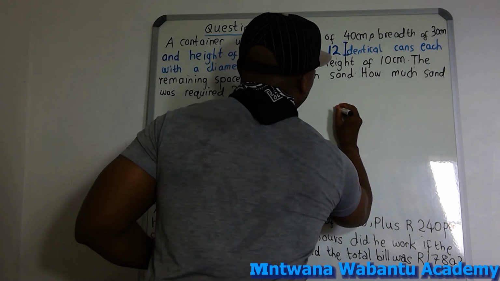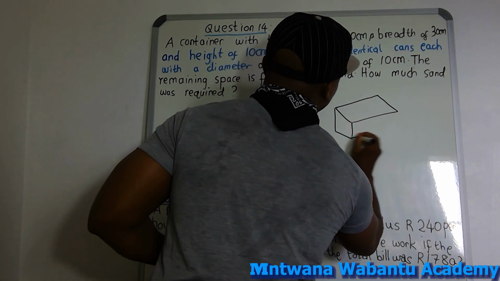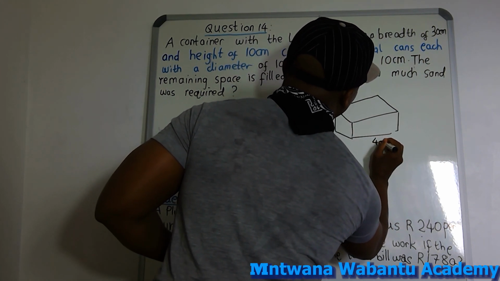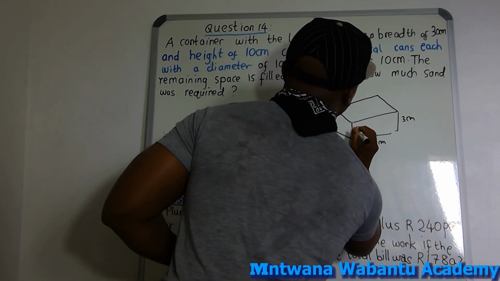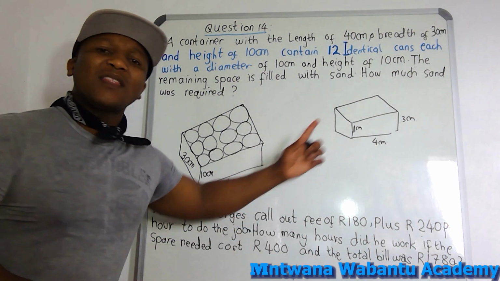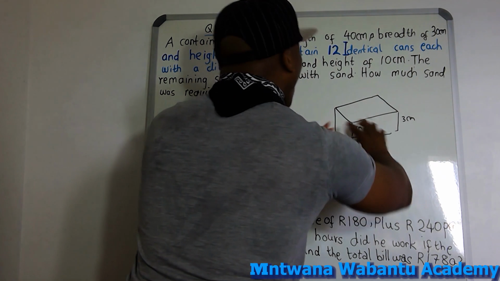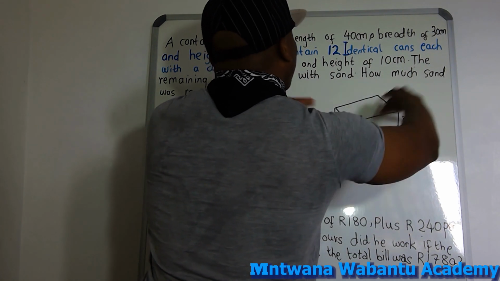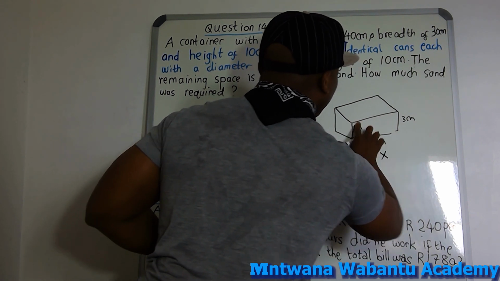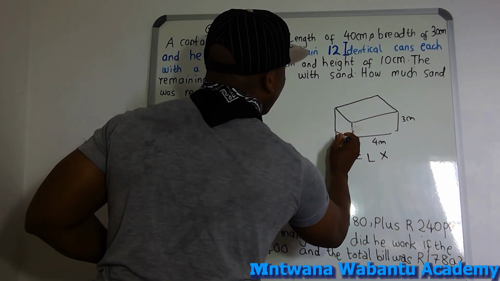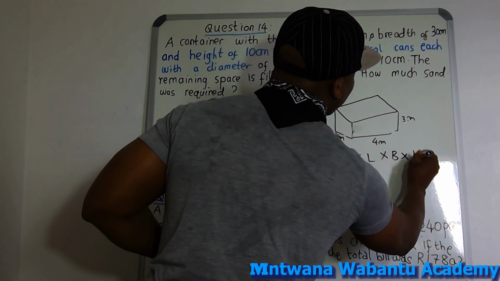Let's say this is a rectangular prism, like a box or a container which looks like a box, and here we have 4 centimeters, this is 3 centimeters, and this is 1 centimeter. Let's find the volume. To get the volume is easy: you multiply everything. Volume equals length times breadth times height.